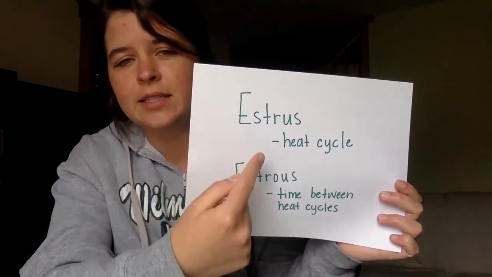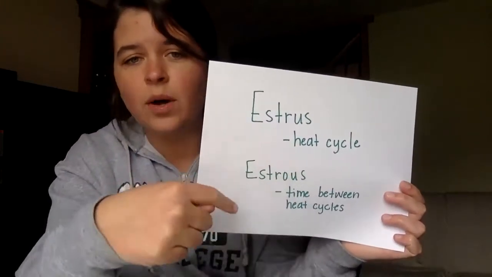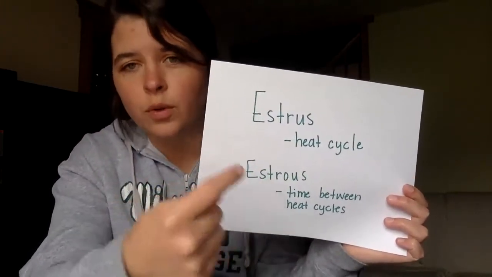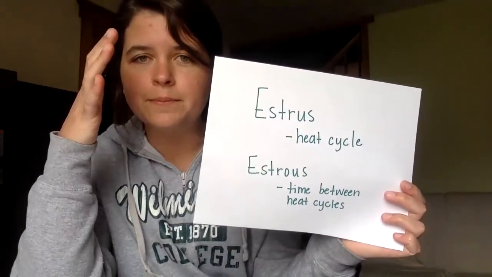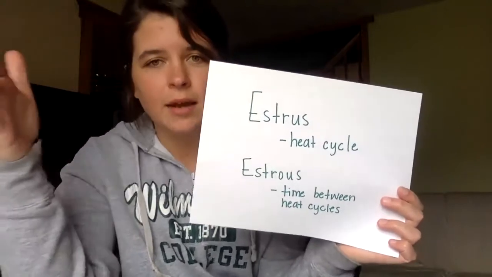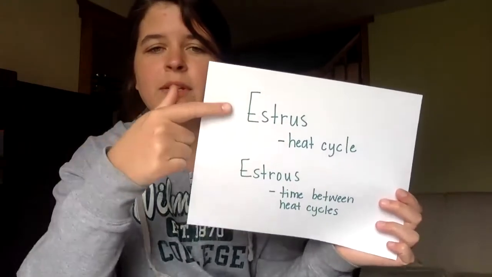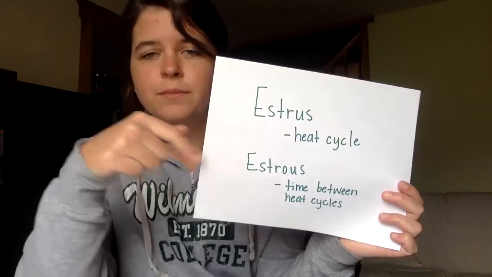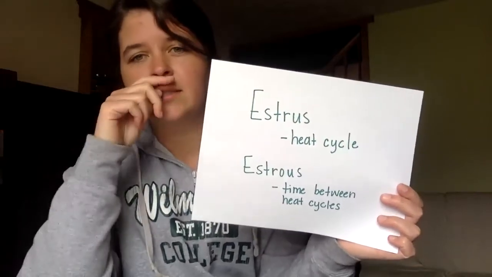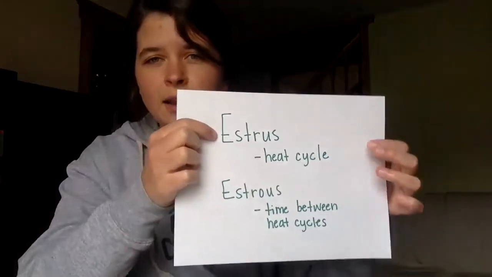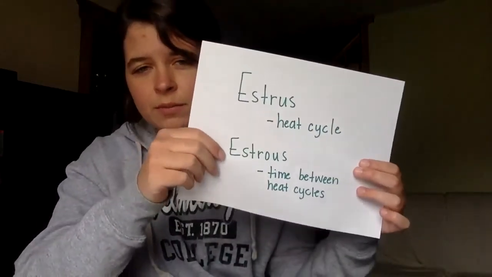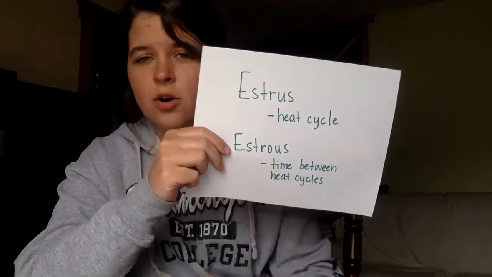One is spelled E-S-T-R-U-S, and one is spelled E-S-T-R-O-U-S. An estrus cycle is that whole process of being in heat, being out of heat, being in heat, being out of heat. But depending on how you spell the word, they mean two different things. For our purposes, I'm going to pronounce this one as estrus, and I'm going to pronounce this one as estrous, because if you notice there's an O in there, it's a longer word.